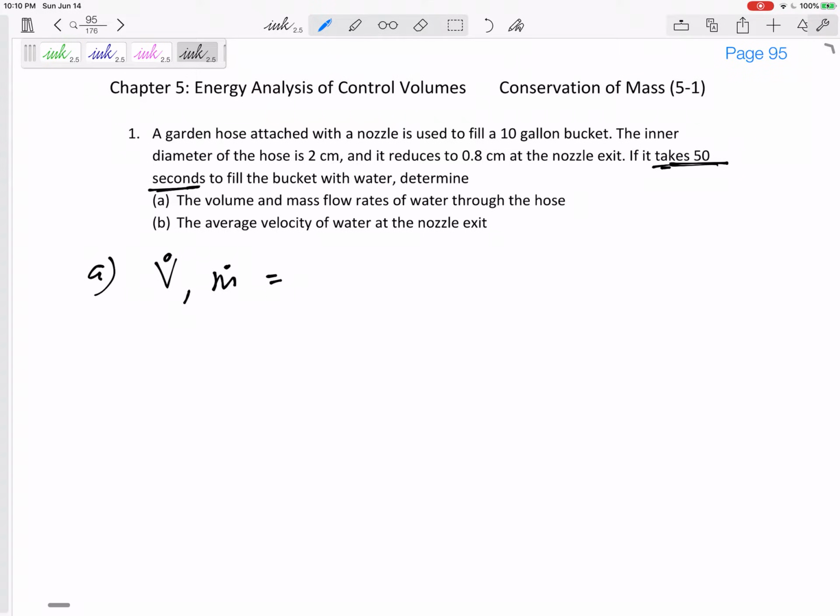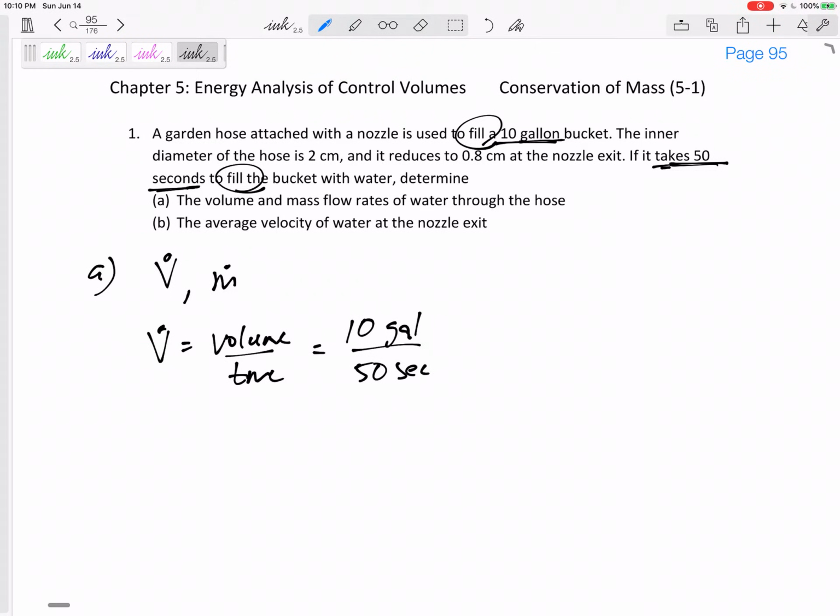It takes 50 seconds to fill the bucket. The bucket is 10 gallons. If we want the volumetric flow rate, V dot, the volume over time, they actually gave us the volume over time. It fills a 10-gallon bucket over 50 seconds. I'm going to change that to, instead of gallons per second, we could do a few things. I'm going to do liters per second.